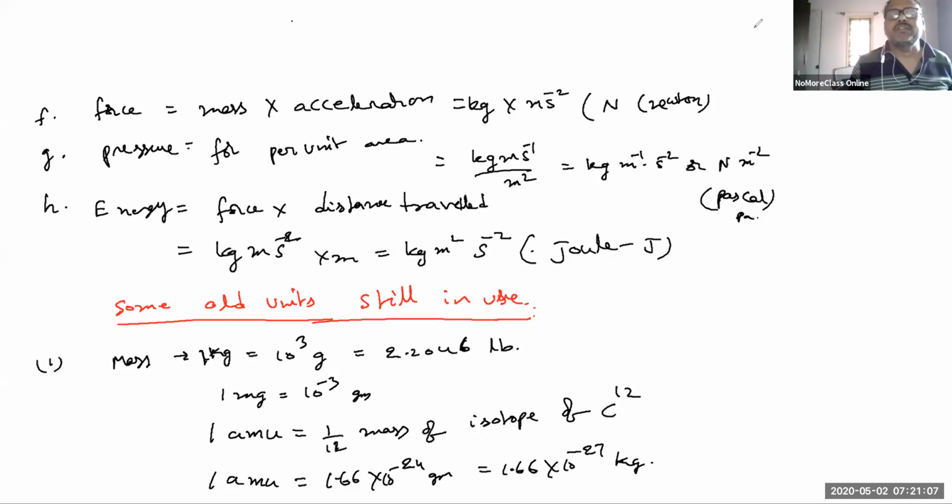Yeah, AMU is the atomic mass unit. Atomic mass unit is nothing but the reciprocal of the Avogadro number. So if you want to convert into grams, it is the reciprocal of Avogadro number, because of the mole.